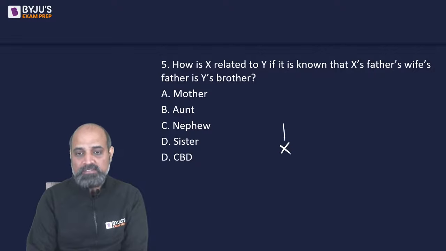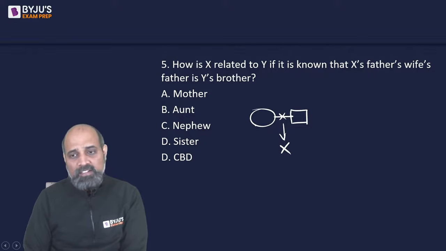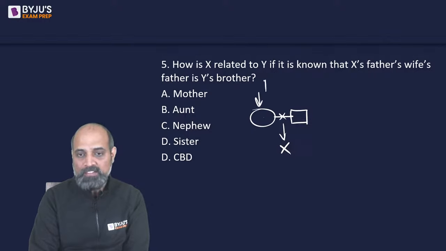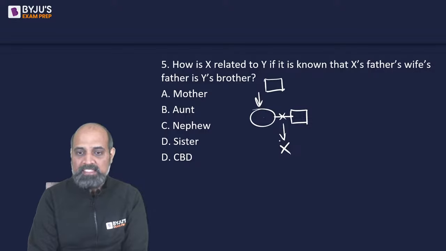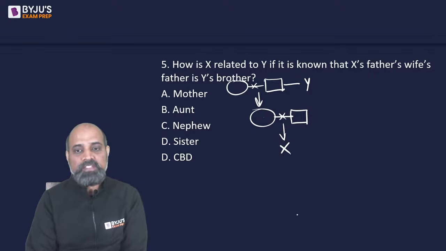X's father's wife. So who is father's wife? Mother, isn't it? Right? So father's wife's father. X's father's wife's father is Y's brother. Right? So it is something like this. So how is X related to Y?